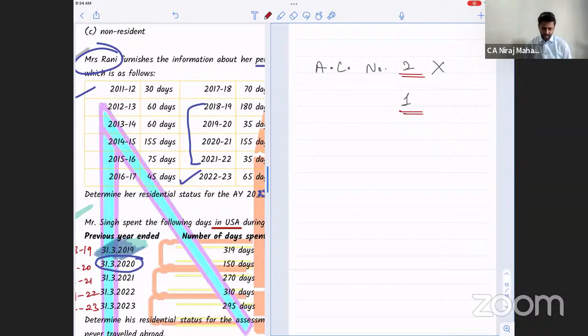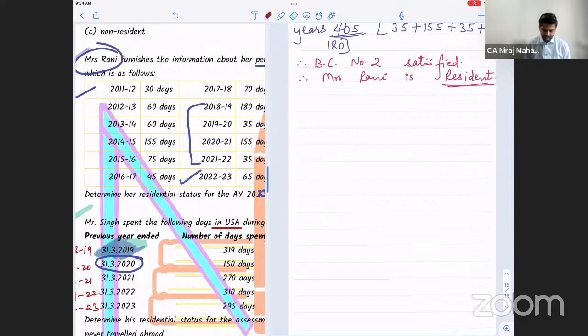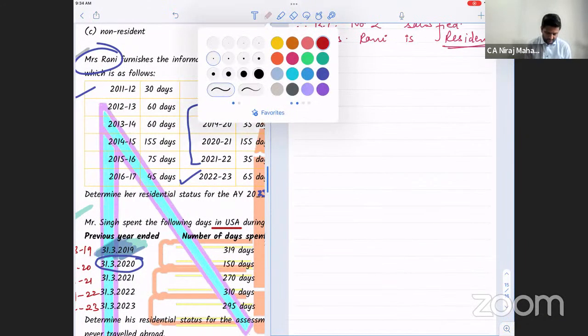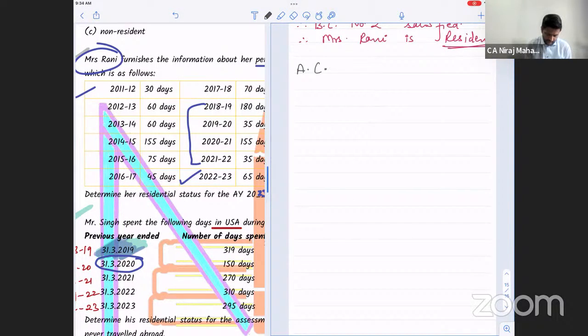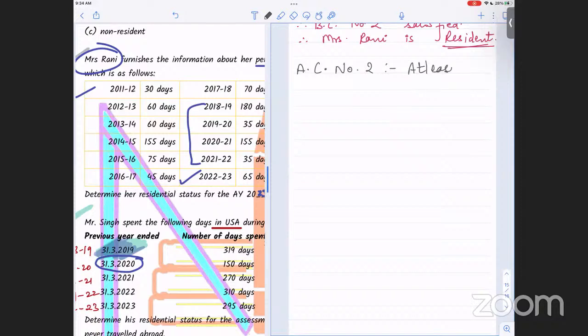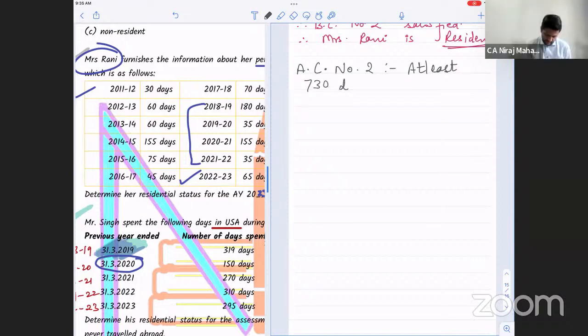We'll go ahead. So what will I do? Instead of checking additional condition number 1, I will check additional condition number 2. Write down. Additional condition number 2. At least what? Tell me, all of you. 730 days out of 7 years. 730 days in last 7 PYs. Correct? PY, previous years.